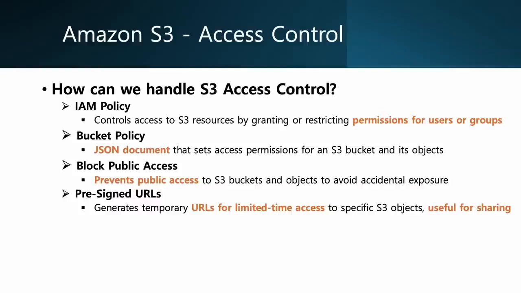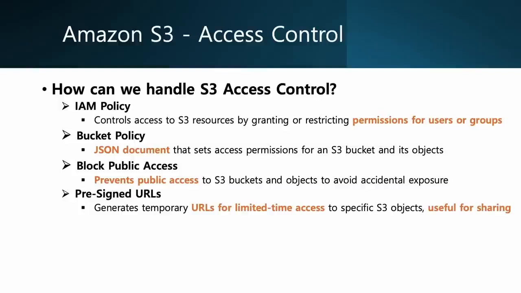Another way is to block public access, which prevents public access to your S3 buckets and objects to prevent accidental exposure. For example, when setting up an IAM policy or a bucket policy, there are cases where the settings are incorrect and the bucket is accessed publicly. To prevent this in advance, there is an option to block public access for documents that absolutely require security.